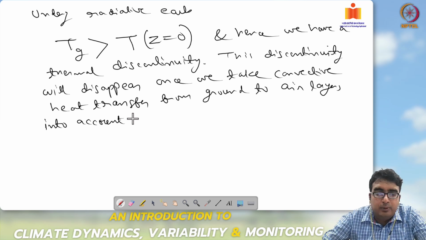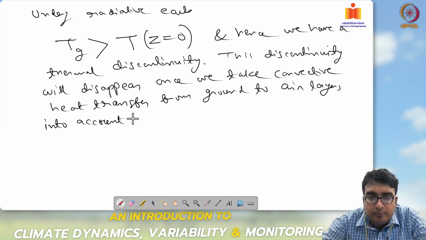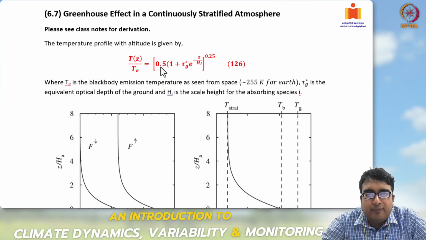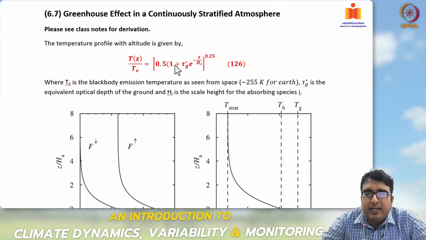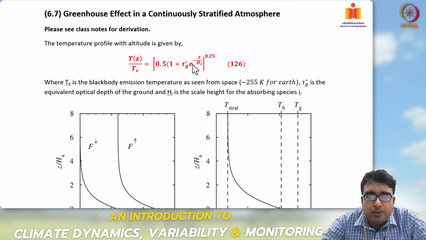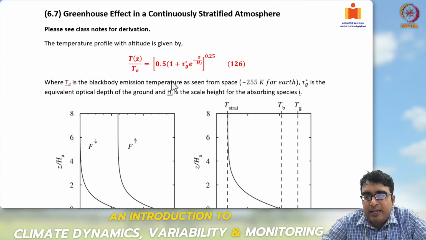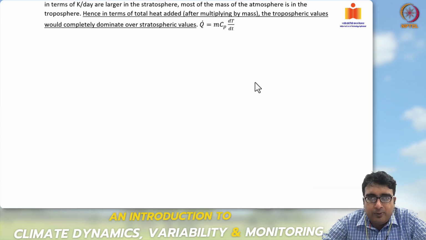So now let us look at some of the outcomes of this system. So note, we have derived this expression Tz by Te as 0.5, 1 plus the modified optical depth at the ground, e to the power minus Z by Hi, where Te is the black body emission temperature, which is 255 kelvins. Tg star is the equivalent optical depth of the ground, and Hi is the scale height of the absorbing species. Okay.